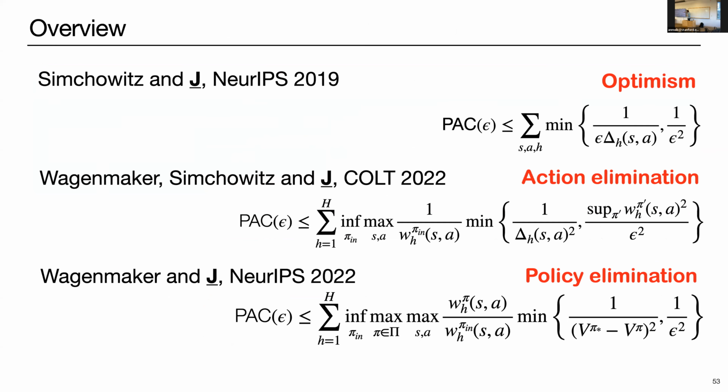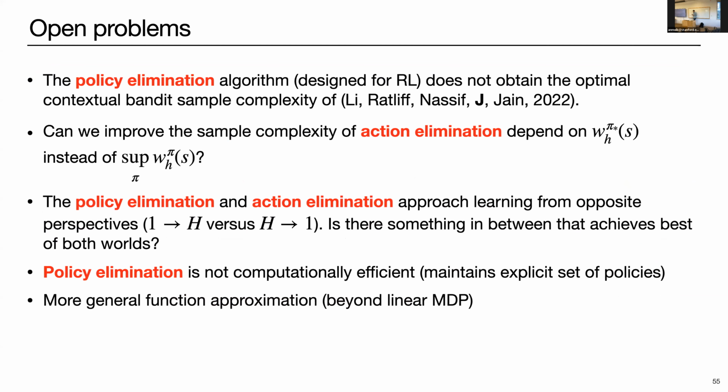Maybe this is supposed to be W pi star, not the sup. Maybe this is actually supposed to be the differences of W_h pi and W_h pi star. Maybe. But I really don't know the answer. And I love working on problems where I don't know the answer. There's a bunch of open problems, but I'll stop there.